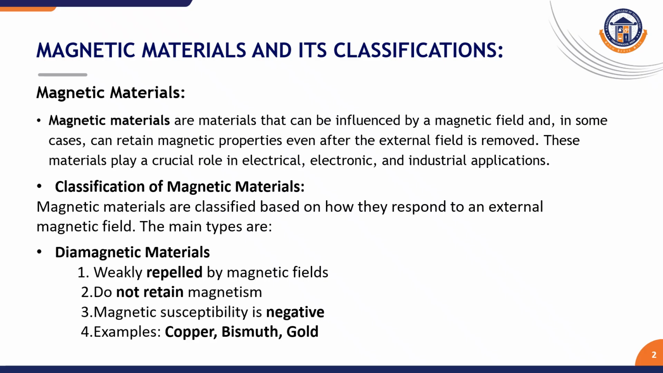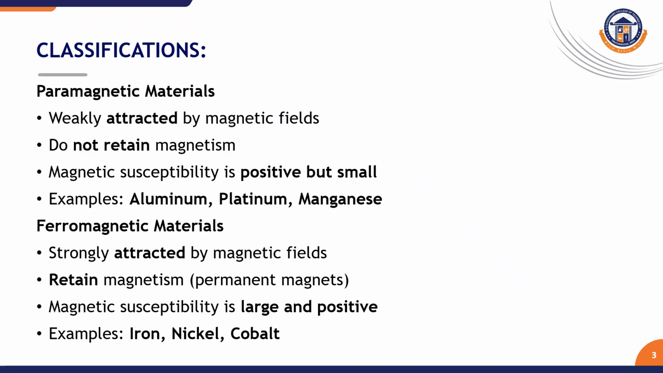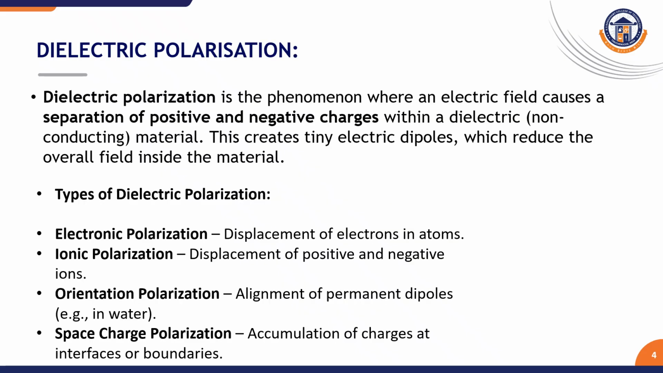The first one, diamagnetic materials: they are weakly repelled and do not retain magnetism, for example copper and bismuth. The second one, paramagnetic materials: they are weakly attracted and do not retain magnetism, for example aluminium and platinum. Third one, ferromagnetic materials: they are strongly attracted and retain magnetism. They are used in permanent magnets, for example iron, cobalt and nickel.